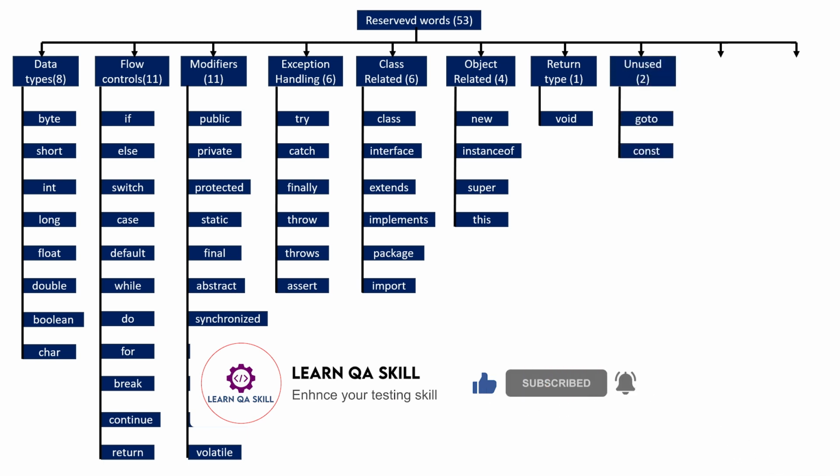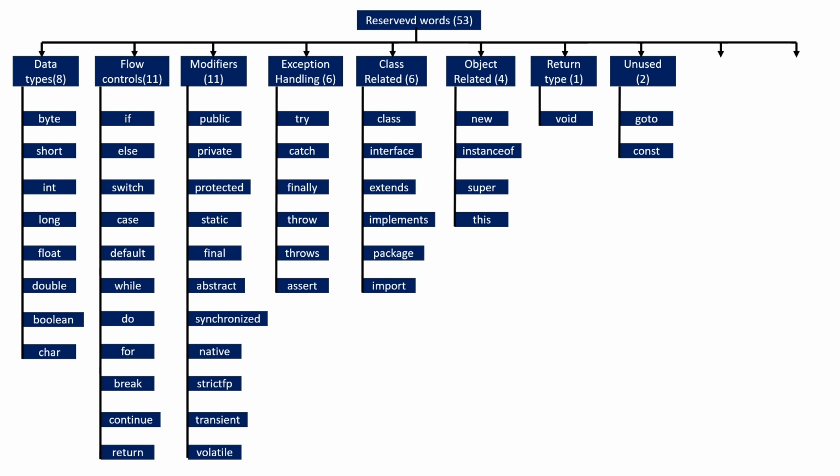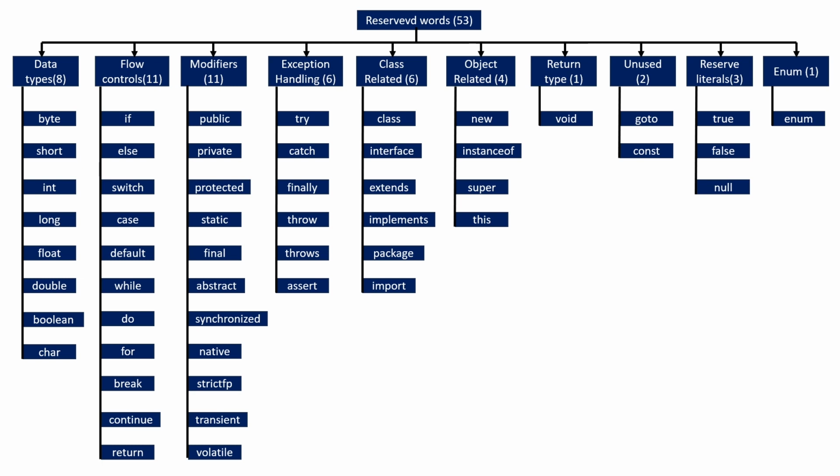And these two are unused keywords. Those are reserved in Java but not used by Java: goto and const. And for reserved literals, 3 reserved words are there: true, false and null. And for enum as well, one reserved word is there, that is enum. So these are the total 53 reserved words in Java.